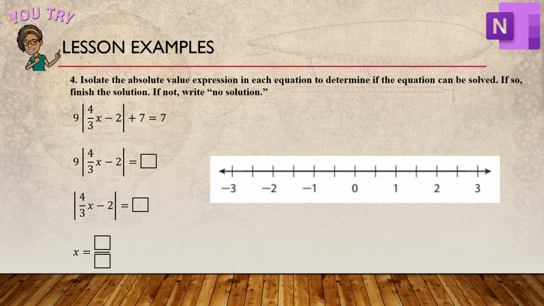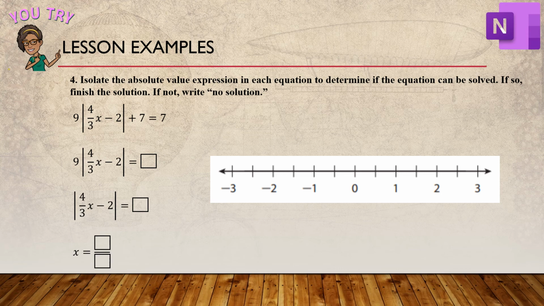All right, so we are down to the last You Try example. Again, work it out in your notebooks, put your response in quizzes, and then come back to see if you were on the right track. Number 4 says isolate the absolute value expression in each equation to determine if the equation can be solved. If so, finish the solution. If not, write no solution.